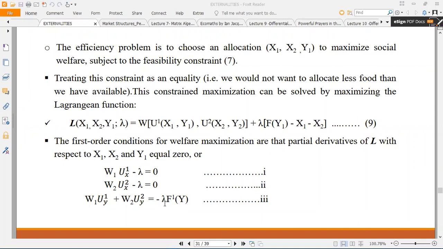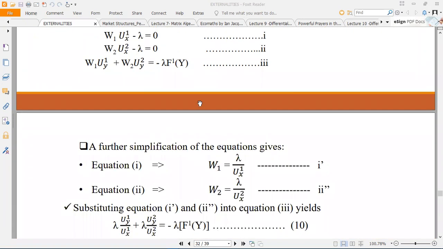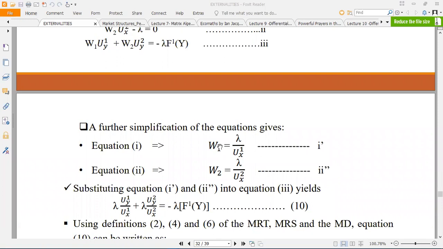All right, so here we have minus lambda F1 because if you remember, we said F prime of Y is less than 0. That's why we have minus lambda F1 here. So now from equation I, we can make W1 the subject. If you look at this equation I, we have W1 equals lambda over U1X. From equation II, making W2 the subject, we have W2 equals lambda over U2X. So now we take these values of W1 and W2 and put them into equation I.